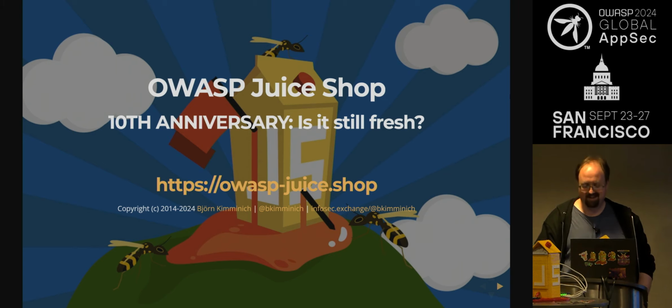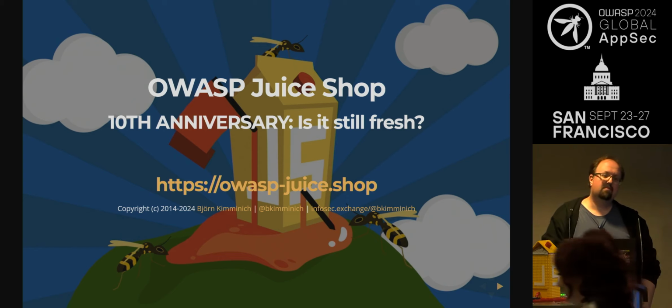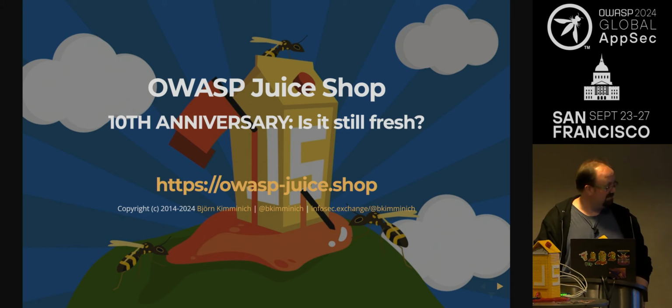Welcome to the last talk in the OWASP project track, which is about the OWASP Juice Shop, which this year, actually, beginning of October, has its 10th anniversary. So the question of this talk is a little bit, okay, is it still fresh, or is it already legacy and should go into the archive or trash bin at some point? Who knows the Juice Shop already?